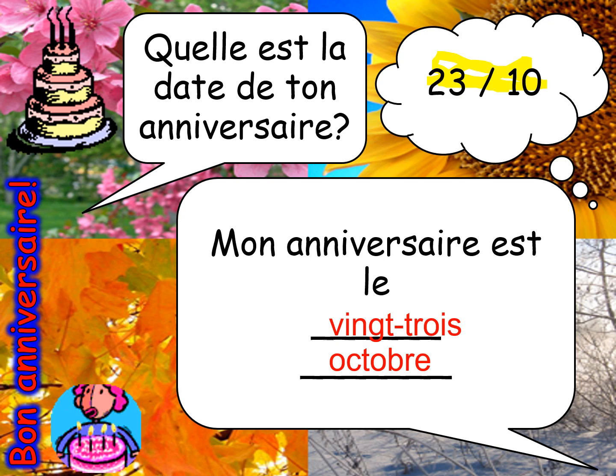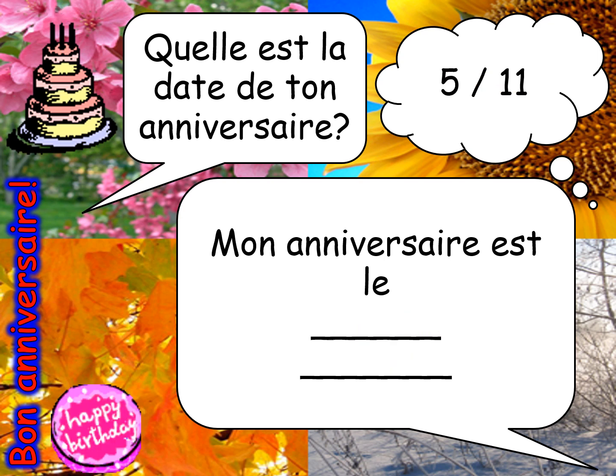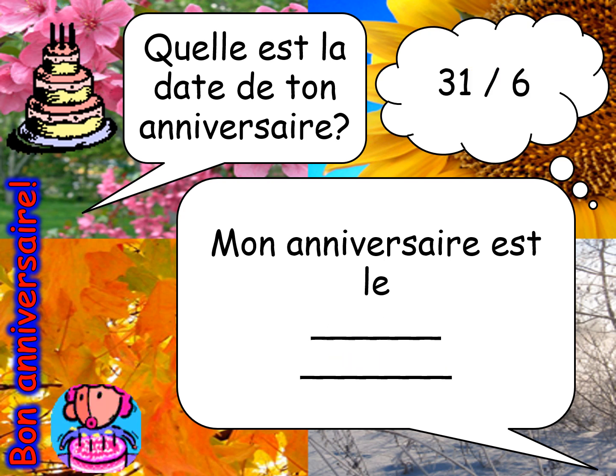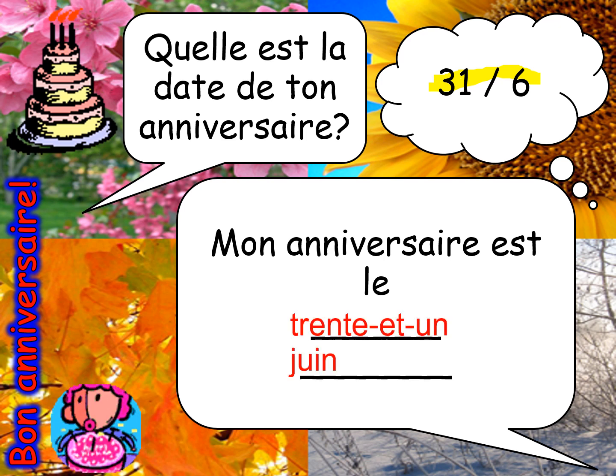Et la réponse, mon anniversaire est le 23 octobre. And the next one, quelle est la date de ton anniversaire? That's the date there that we need. So write it down. La réponse, mon anniversaire est le 5 novembre. Next one, quelle est la date de ton anniversaire? It's this date here. Et la réponse, mon anniversaire est le 31 juin.